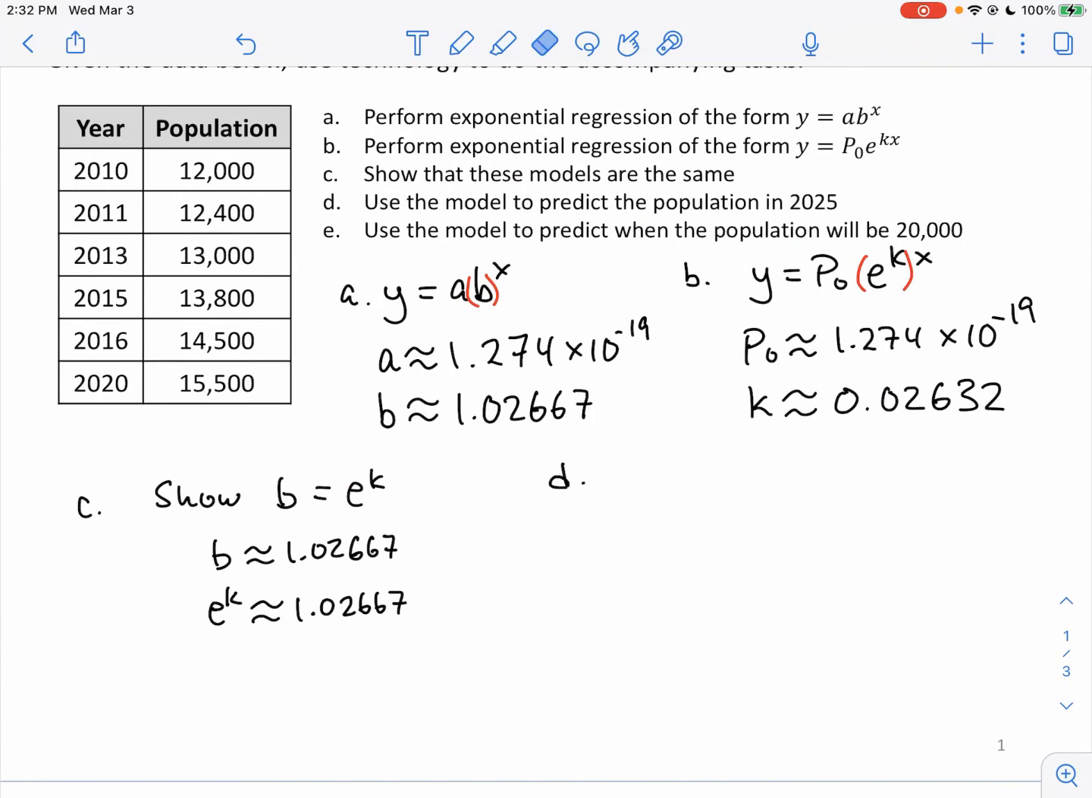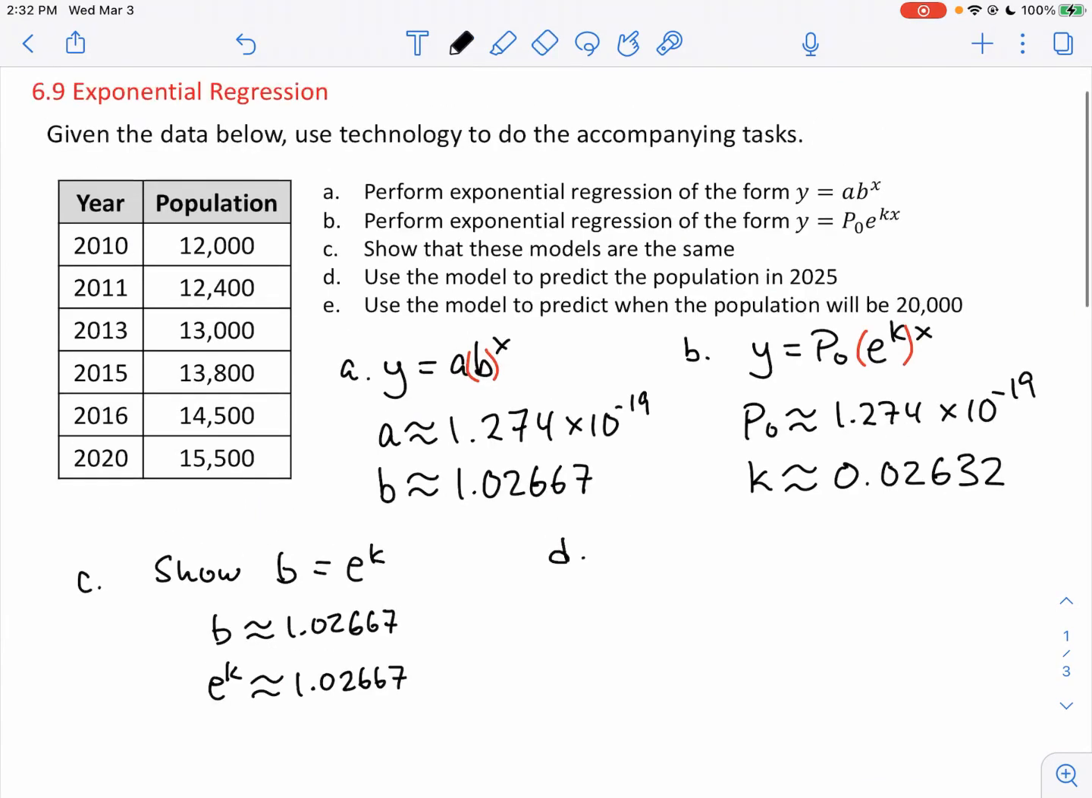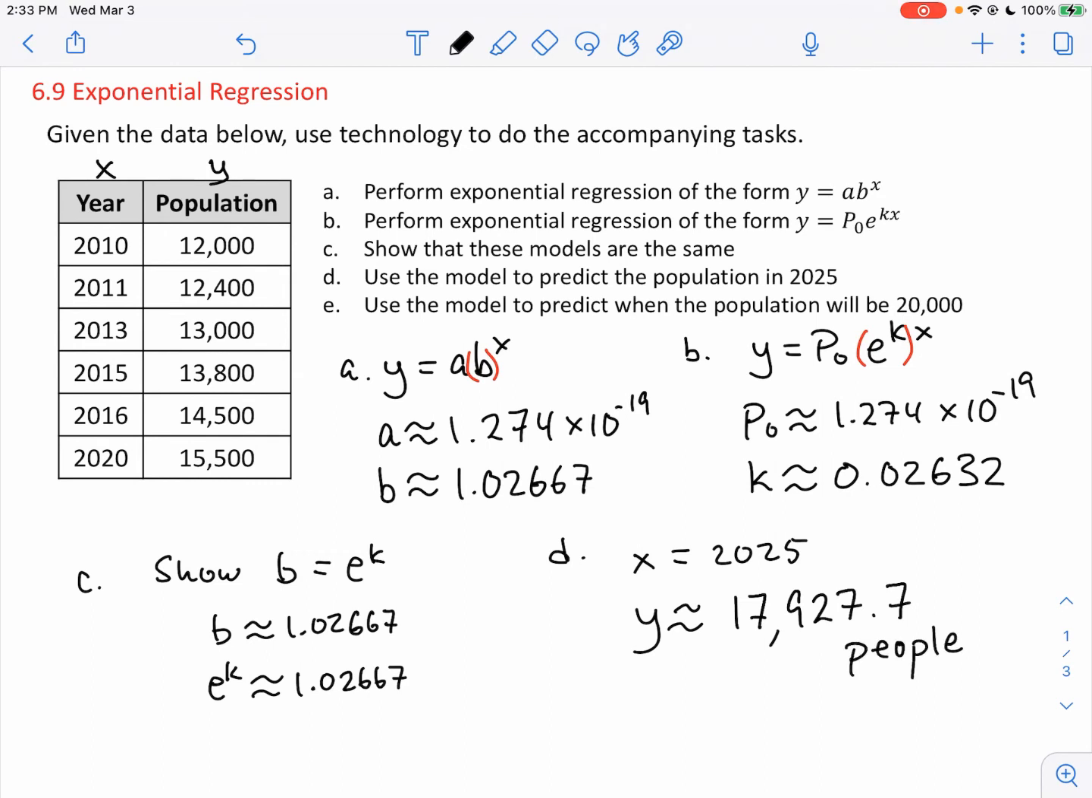And let's say we're using y for the population. We said the year was x and the population was y. So we're going to say when x is equal to 2025, then we got y is approximately equal to 17,927.7. And we never said what this is population of. Let's just say it's a population of people, so I have something to write here.